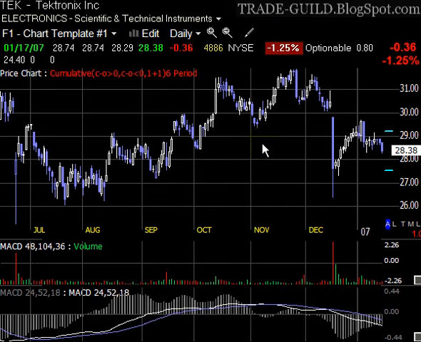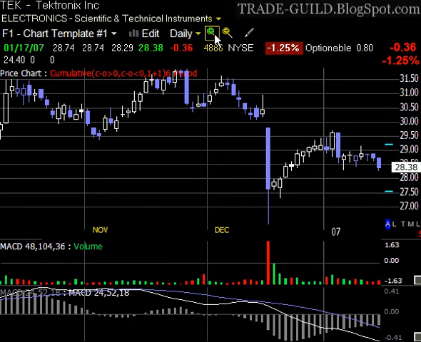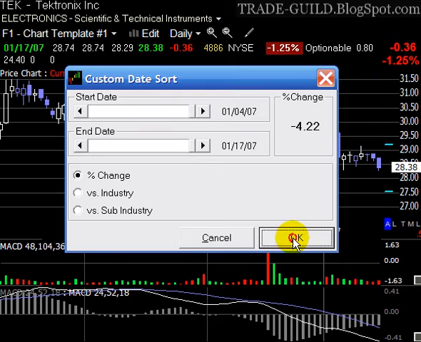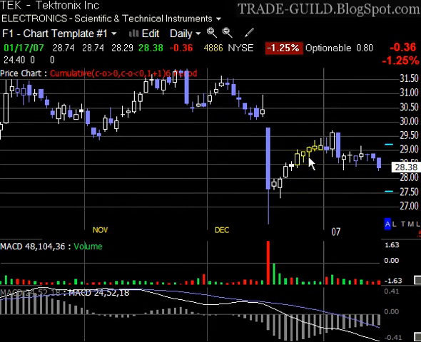TEK, which was on the blog the 3rd of January. So this was on as a short. As you can see, if you had jumped in there the next day, you'd have about a 4% profit. So not a huge profit, but I think this position has got more room in it.